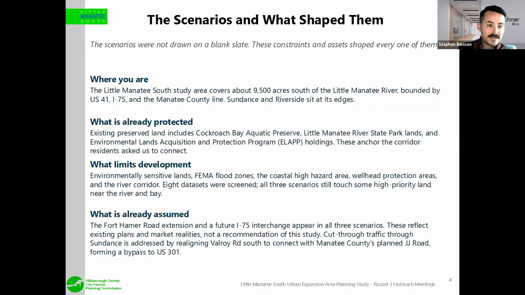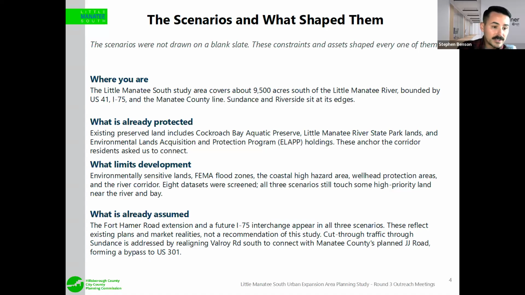So we're going to be looking at the Little Manatee South Study area that covers about 9,500 acres south of the Little Manatee River, bounded by US 41 to the west, I-75 to the east, and the Manatee County line to the south. Existing preserved land in this area includes Cockroach Bay Aquatic Preserve, Little Manatee South River State Park, as well as lands that are controlled by the Environmental Lands Acquisition and Protection Program, ELAP.